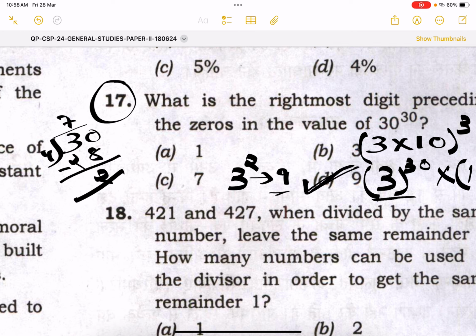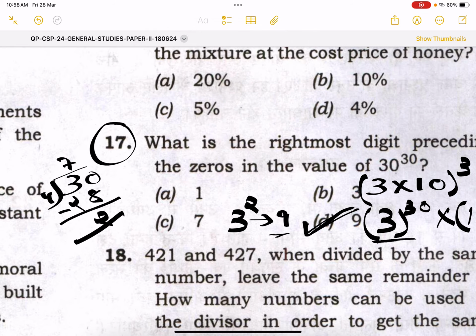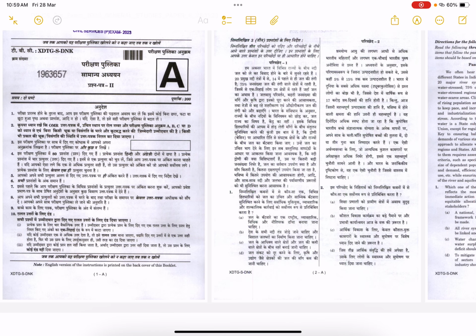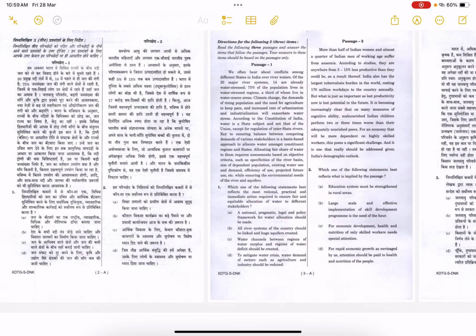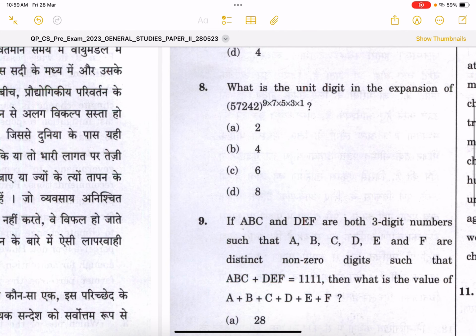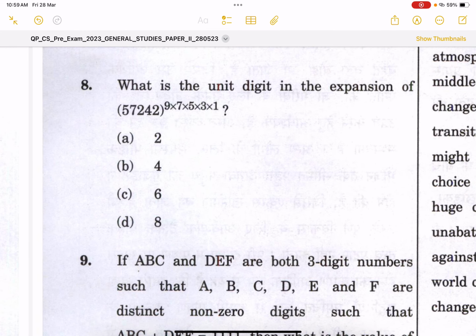Okay. Now let's solve the question asked in UPSC Civil Services 2023 paper set A. The question number is question number 8. Read this question. What is the unit digit in the expansion of this? This is also a very easy question. You have already done this type of question.